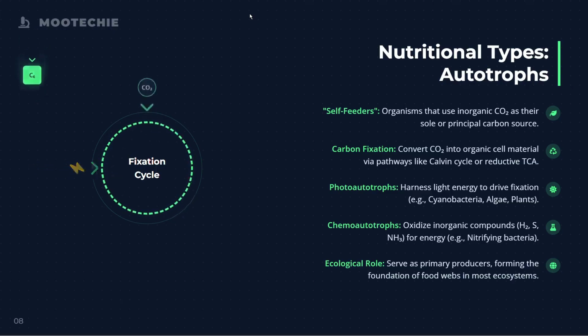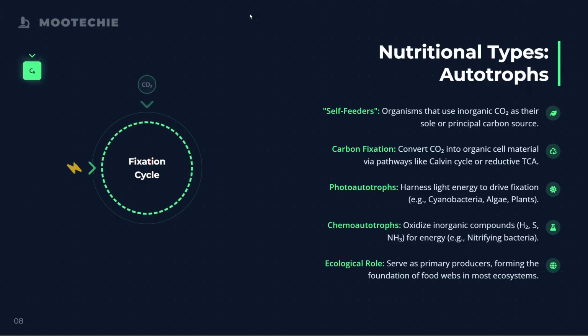Chemoautotrophs, on the other hand, oxidize inorganic compounds like hydrogen, sulfur, or ammonia to get the energy they need for fixation. Nitrifying bacteria are a prime example. Ecologically, autotrophs are superstar primary producers. They form the very foundation of food webs in most ecosystems by creating organic matter from inorganic sources.